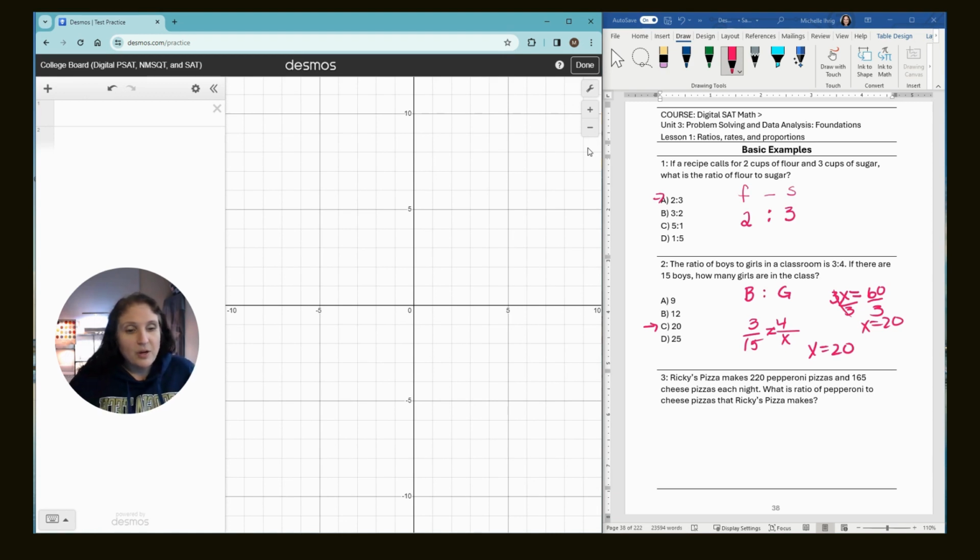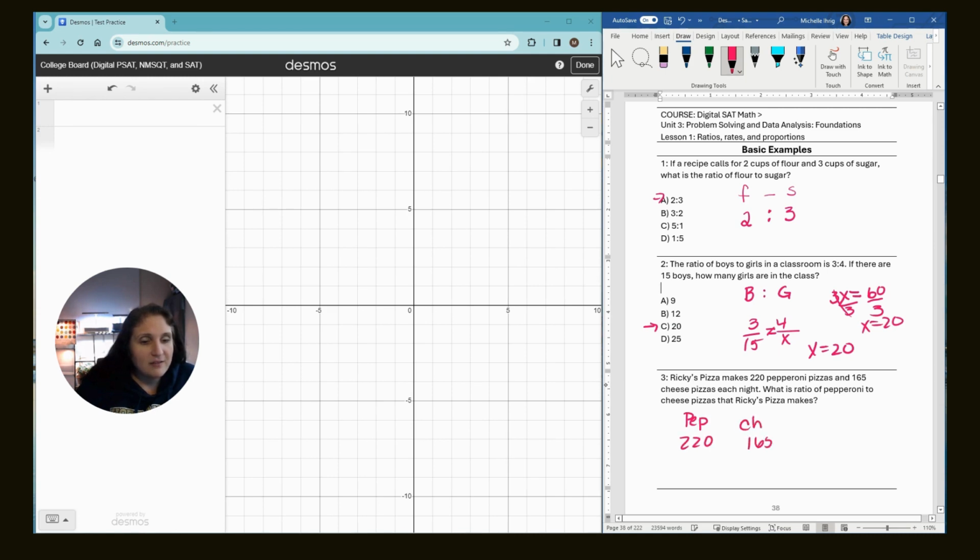Ricky's Pizza makes 200 pepperoni pizzas per night and 165 cheese. So we've got pepperoni is 220. Our cheese is 165. What is the ratio of pepperoni to cheese pizzas that he makes? Now, we would think it would be like 220 to 165, which it is, but usually they want ratios reduced to least common fractions. So if you're good at fractions and you want to divide both sides numbers by 5 and keep going down and down and down, you can. Or you can use the graphing calculator.